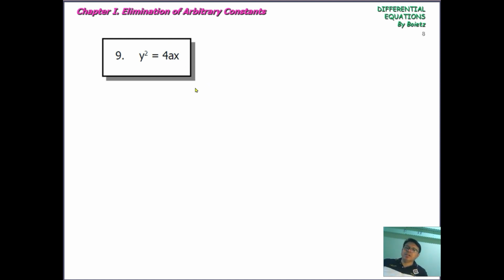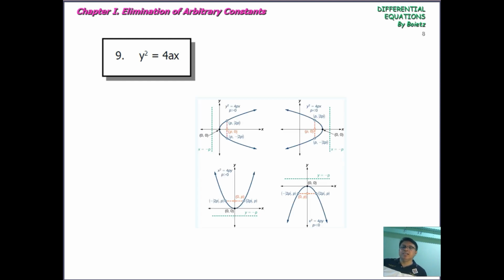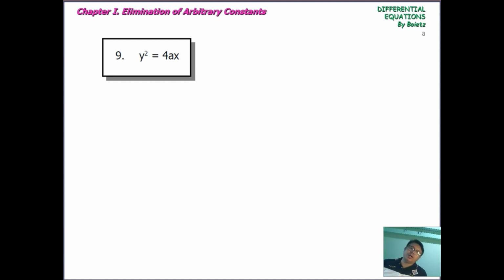Unlike for the other equation, for example, y is equal to 4ax squared. Here it is x squared, and y is raised to 1. So it opens upward or downward, because of y. It also depends on the sign of the value. If negative, downward. If positive, upward.